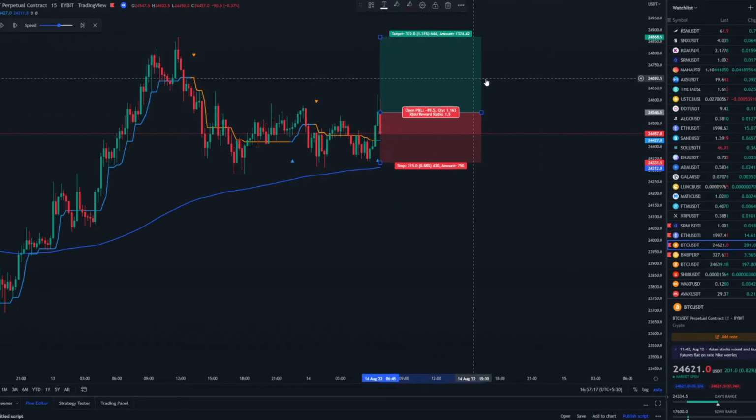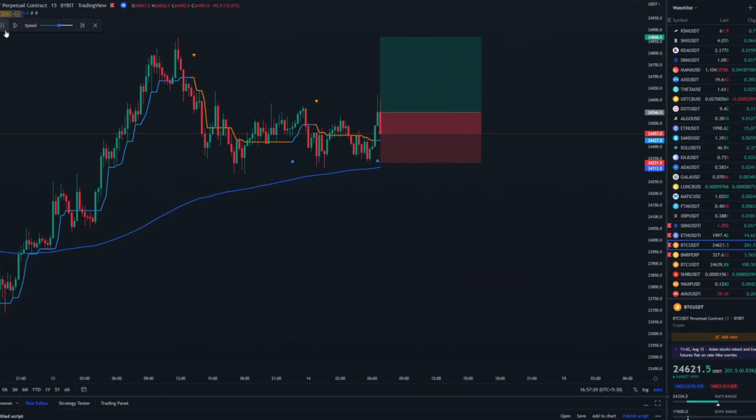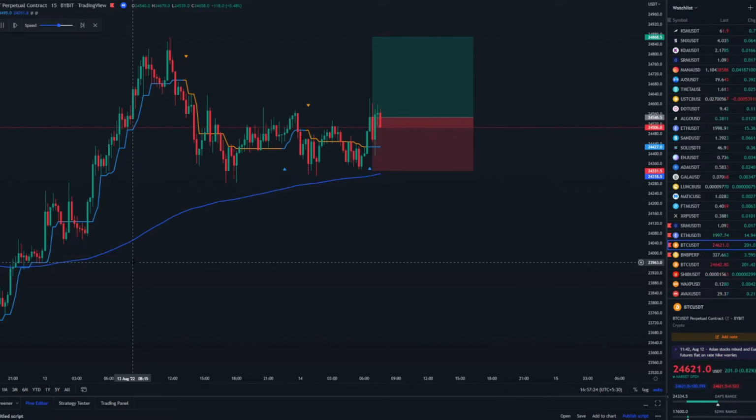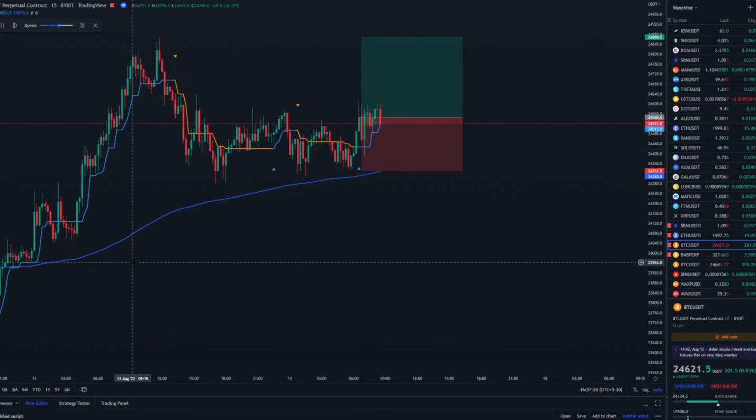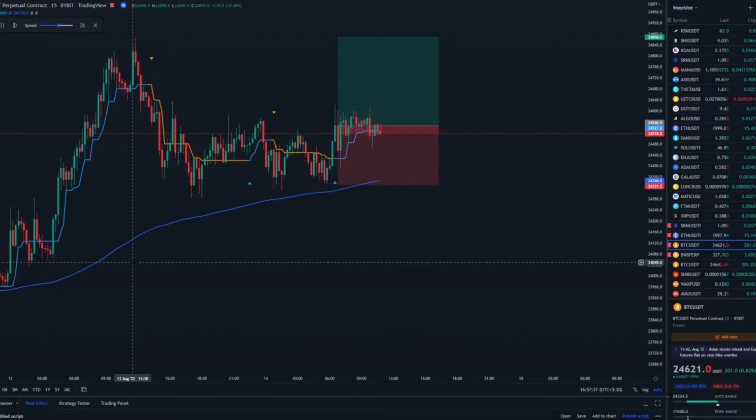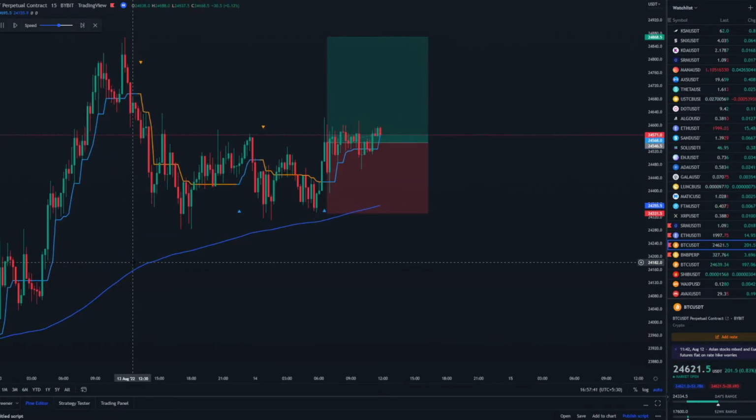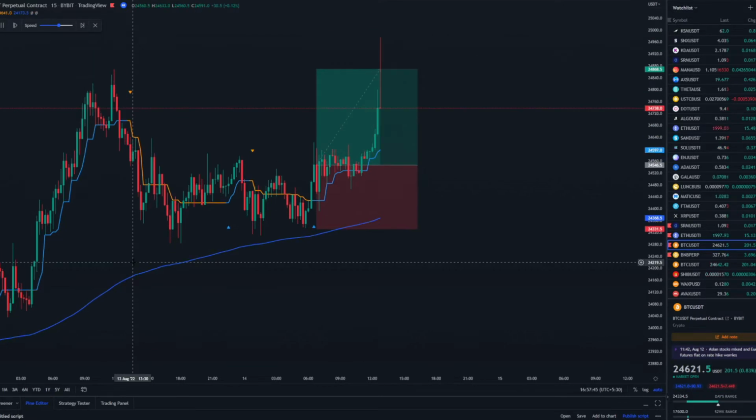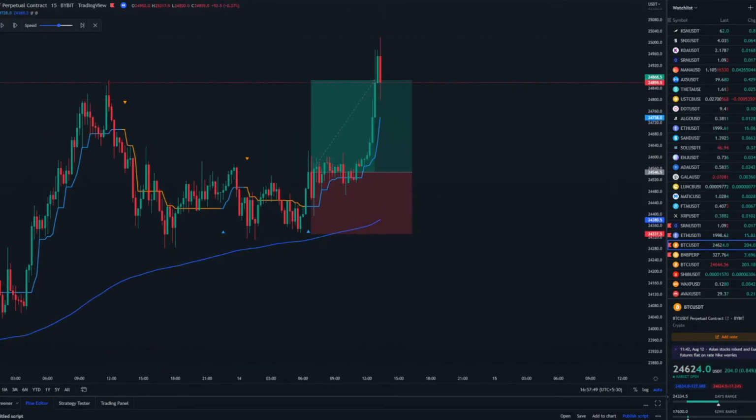Now let's see how this trade goes. After waiting for a while, it went successful and touched take profit target. Let me show you another buy example, and after that I'll show you some sell trade examples.